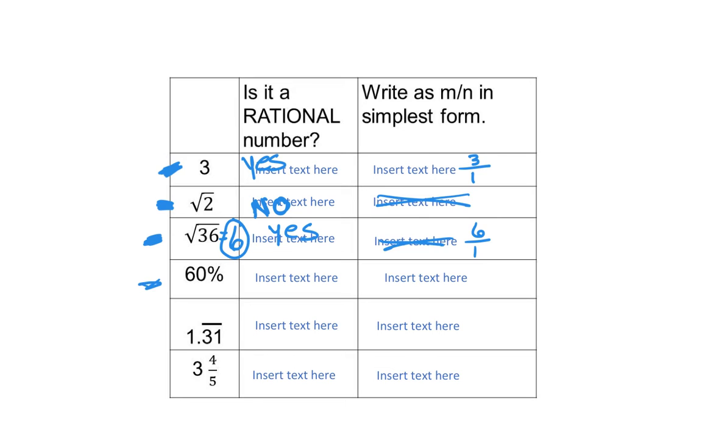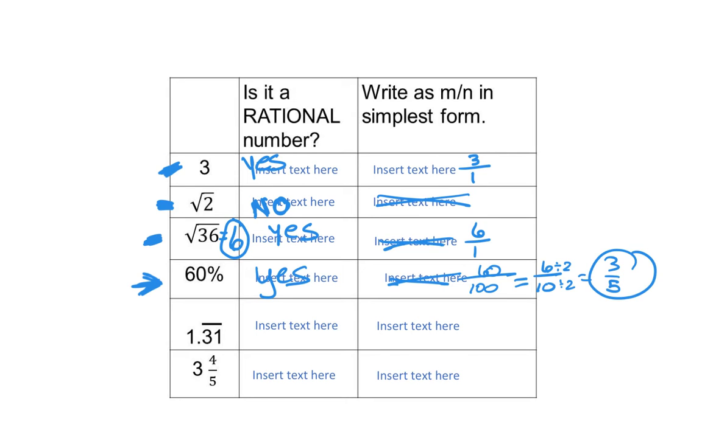Okay, our next one's a percent. Can a percent be a rational number? Yes, it can. And how do you write it as a fraction? You simply put the percent over 100 and then you reduce. So I can divide both those by 10, and I could divide both those by 2. So that is my final answer for that one.